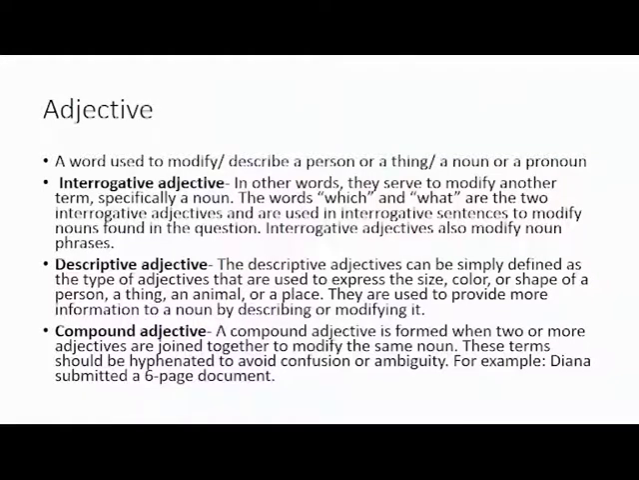And then we have descriptive adjectives. The term descriptive adjective can be simply defined as a type of adjective that is used to express the size, color, or shape of a person, an object, an animal, or a place. They are used to provide more information to a noun by describing or modifying it. And then we have a compound adjective. A compound adjective is formed when two or more adjectives are joined together to modify the same noun. This term should be hyphenated to avoid confusion or ambiguity. For example, Diana submitted a 6-page document. In that sentence, we have one compound adjective, which is 6-page, and it is hyphenated.